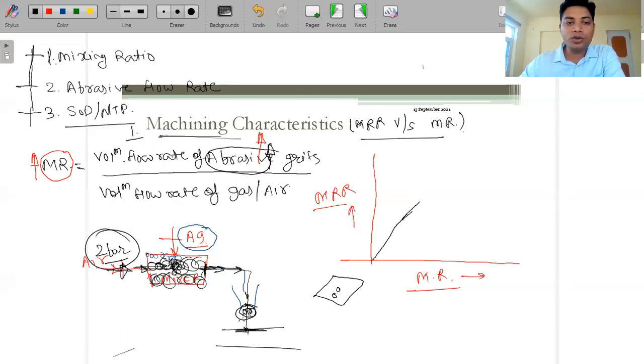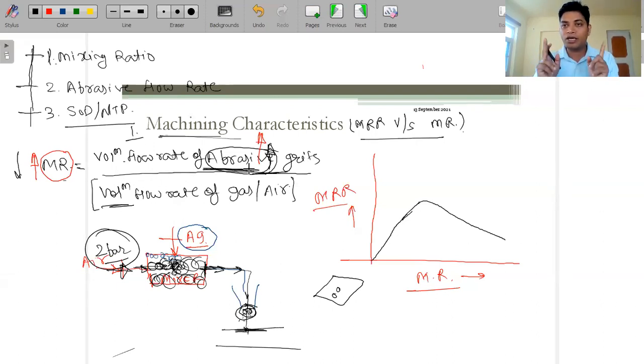So if we are increasing the abrasive grit particles beyond a limit, then this ratio decreases. Please keep in mind, at some specific rate of abrasive particles it will become maximum, but after that it will decrease, because the volume of the air is also that important. It doesn't mean the mixing ratio depends only on the abrasive grains. It depends on the volume flow rate of the gas as well.